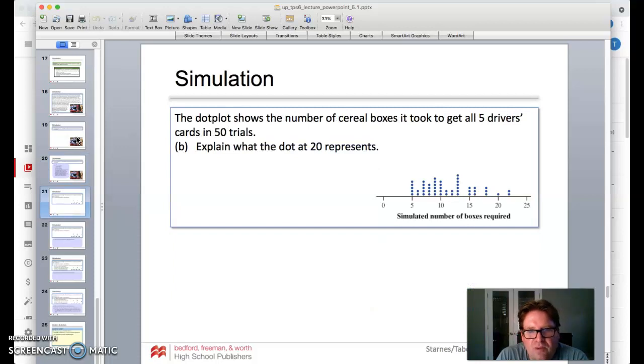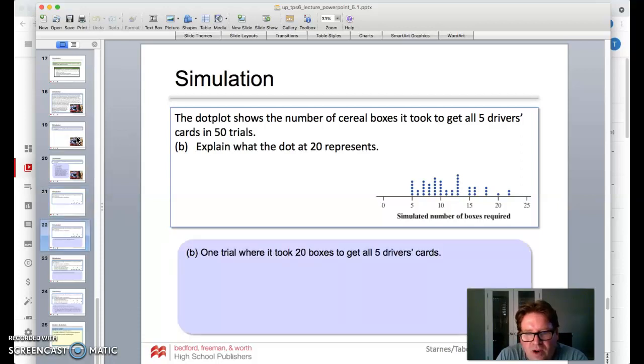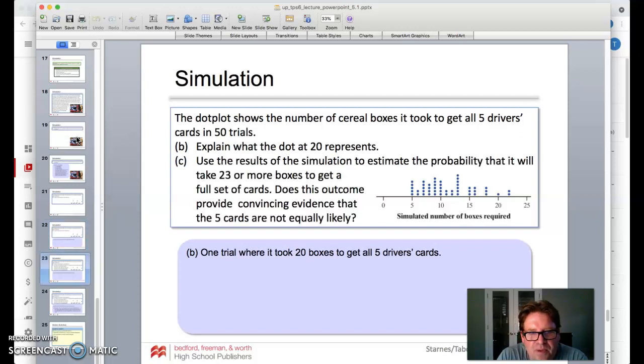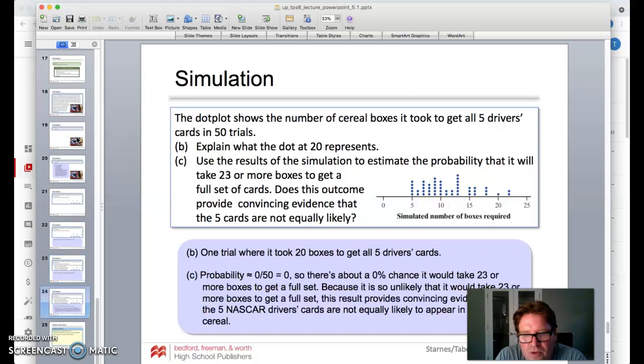All right, now again, if we have the dot plot here, we can see that if we have a 20, that means it took us 20 boxes to get all 5 drivers' cards. Okay, now using the results of the simulation to estimate the probability it will take 23 or more boxes, well, here it is. It looks like we have two, or no, there was actually zero. I guess that's a 22. Those are at 22 right there. Probably is zero of our simulations.